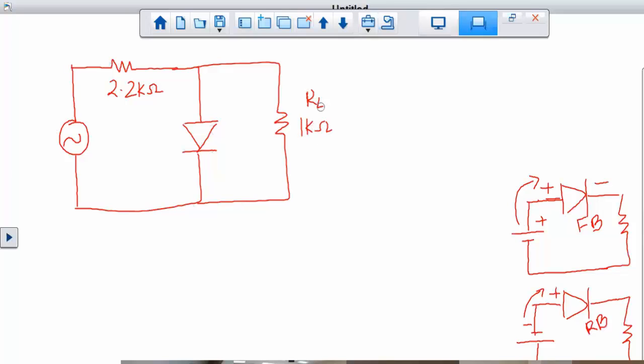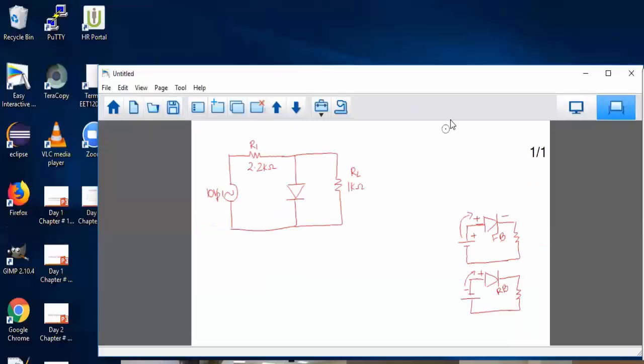So let's say that's my load. This is my resistor. Let's say this is like a 10 volt peak signal. So let's say this is also a clipper. So let me quickly check something.